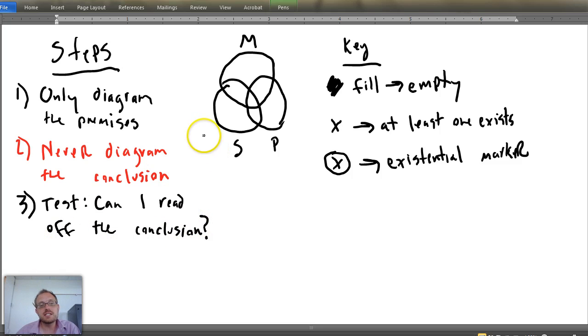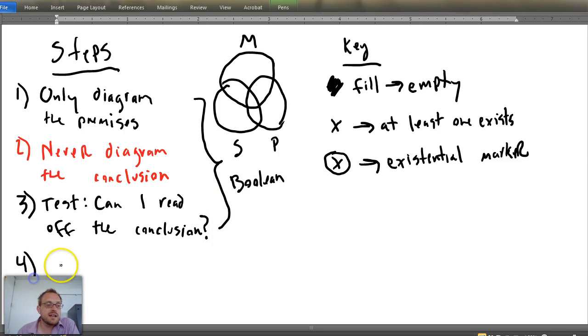Now, we're going to see that these are the steps for assessing the Boolean forms of Venn diagrams, or rather unconditionally valid arguments. Number 4, then we're going to see that you can input the existential marker. And there's a special rule for if you're going to input the existential marker, and I'm going to show you exactly how to do that here in just a minute.